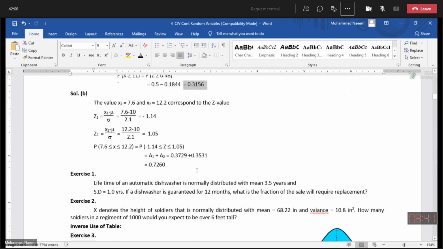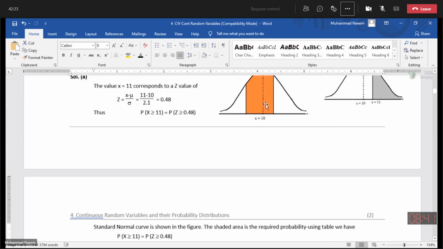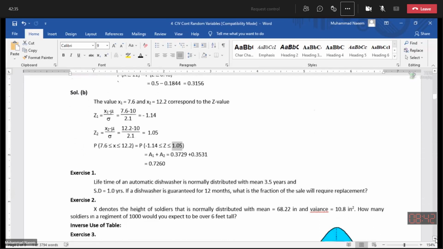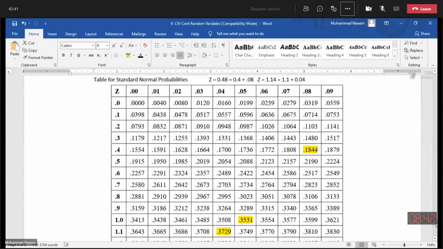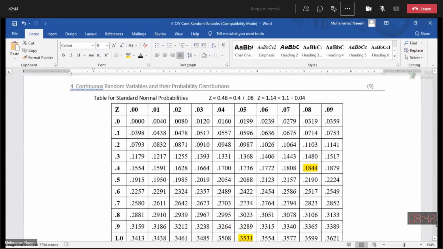In the second part, the probability for the first point is 0.3729, and the area for the second point is 0.3531. Look at the diagram. These are the two tabulated areas, this one and this one. That's why we will add both the tabulated areas. Now the thing is how to use the table. This is our table. Carefully understand the use of this table.